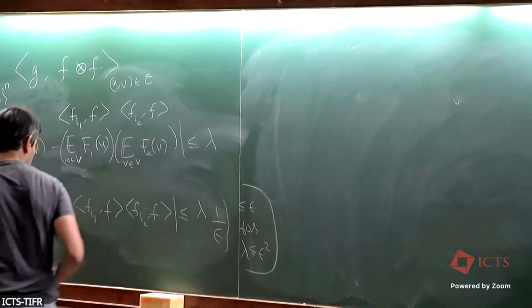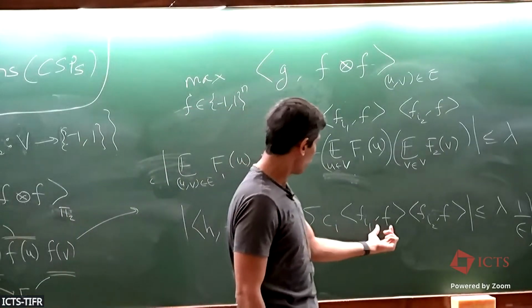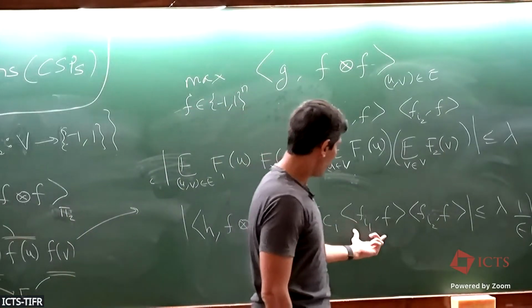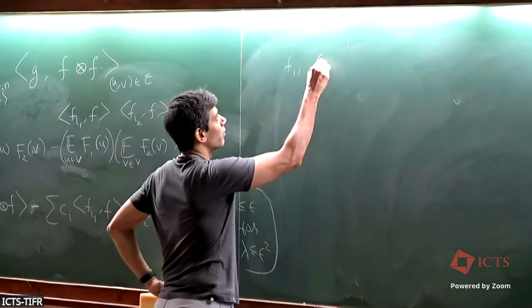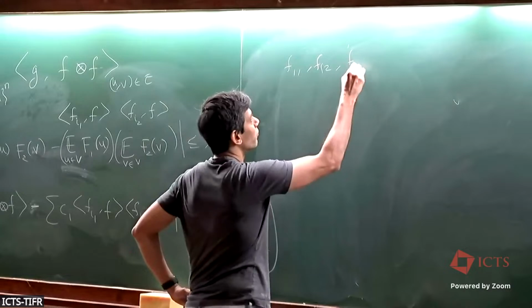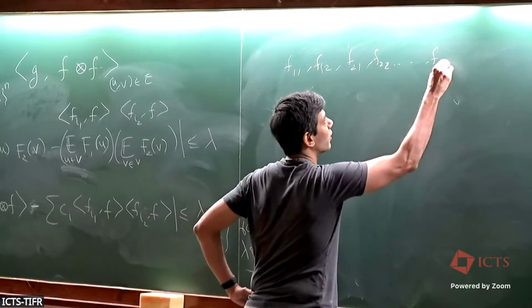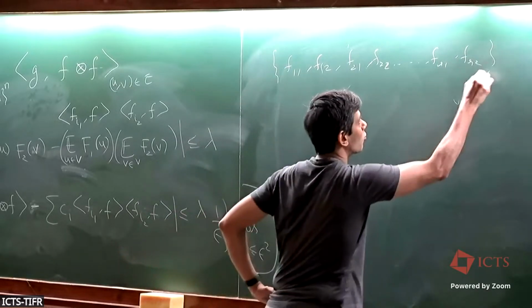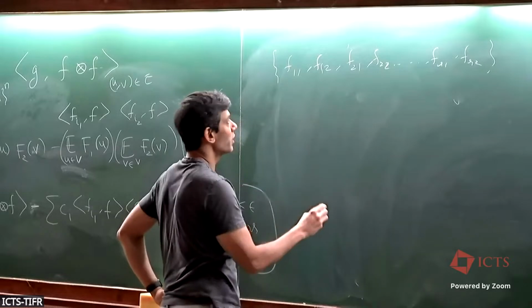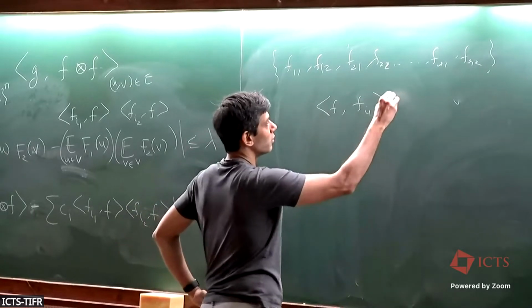So now observe that the quantity we are trying to study is approximated by just a function of these inner products. If I have these bunch of functions f11, f12, f21, f22, and so on till fr1 and fr2, then the quantity we are studying is just some linear combination of inner products of f with these functions, right?